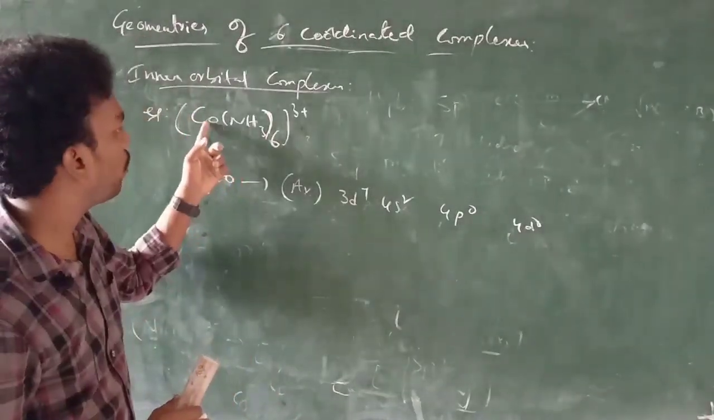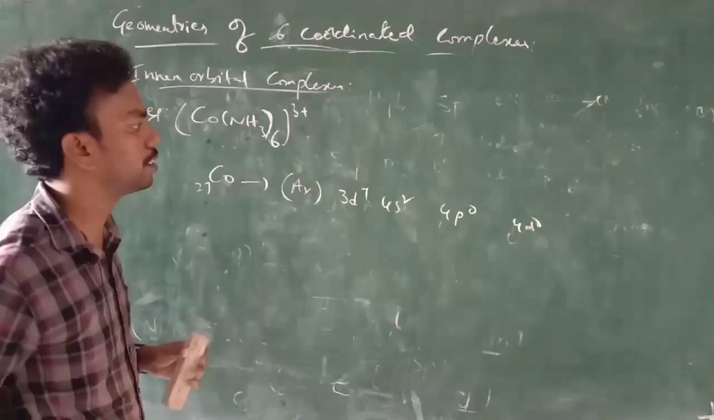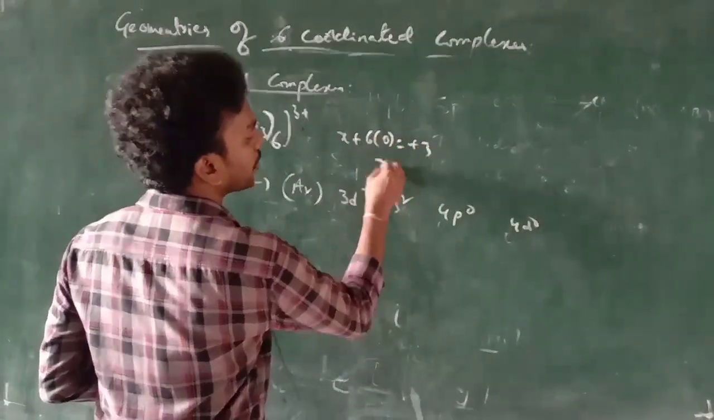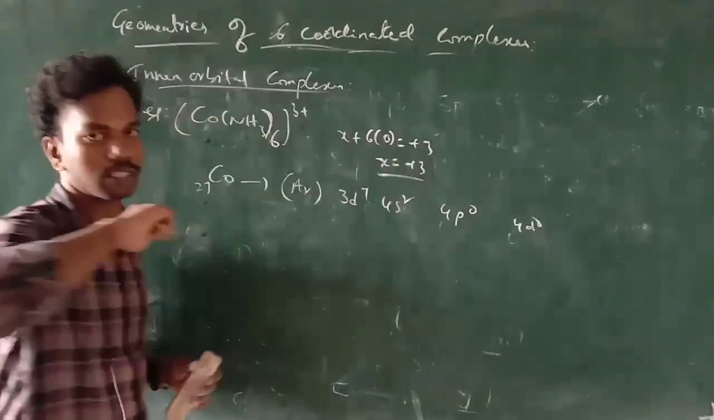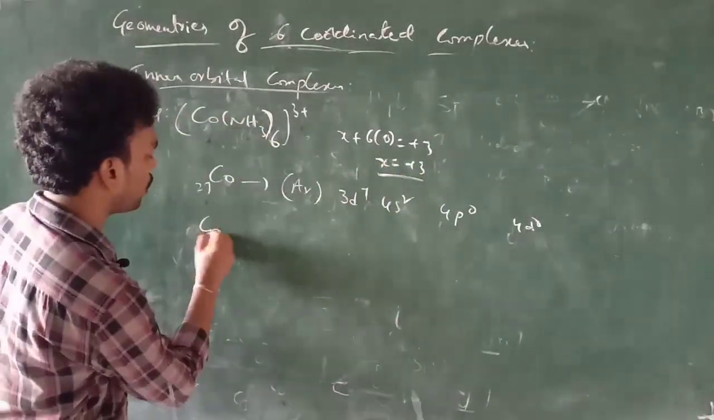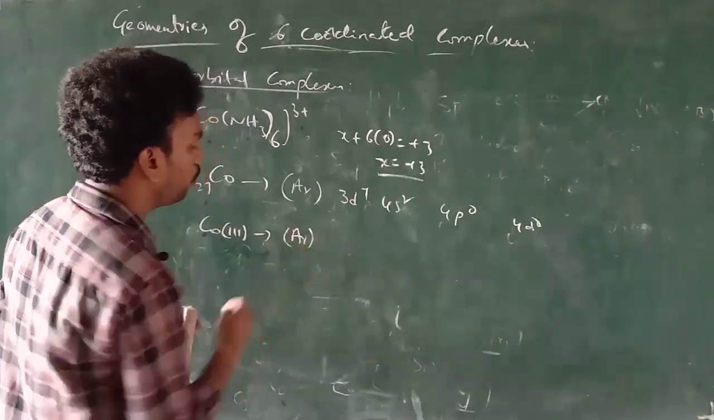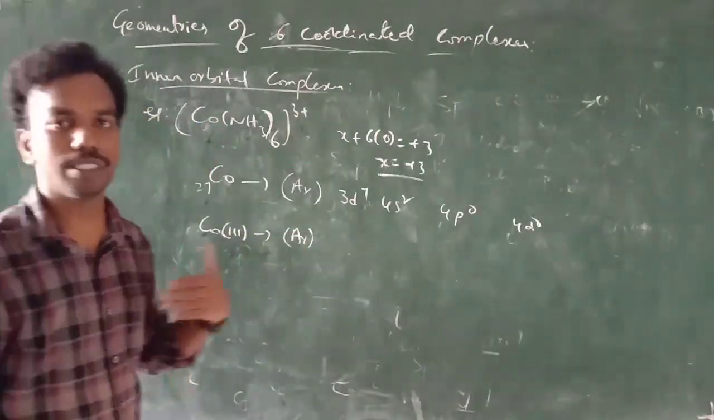Cobalt's oxidation state here is +3. Let x be the oxidation state: x plus 6 times 0 equals +3, so x comes out to be +3. So cobalt's oxidation state is +3, which means cobalt loses 3 electrons.